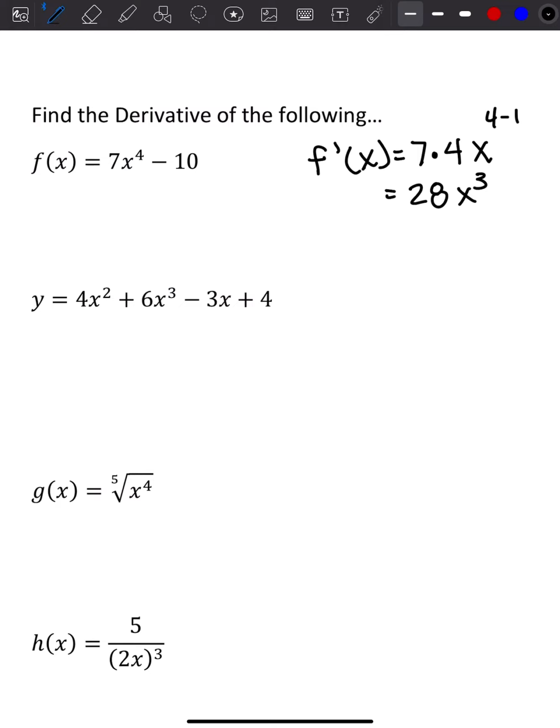Okay, so we have y prime, where y is equal to 4x squared plus 6x cubed minus 3x plus 4.